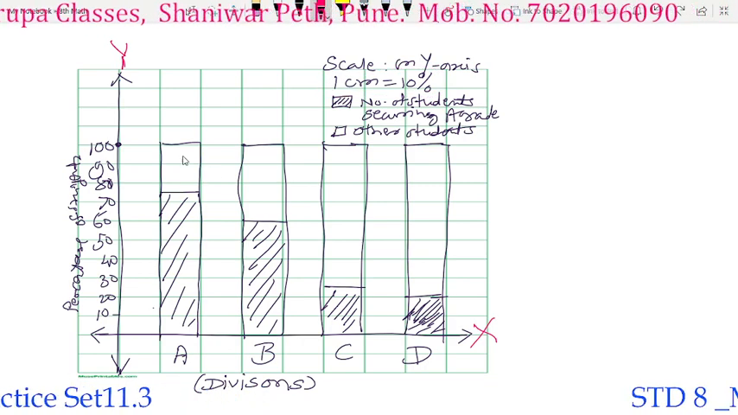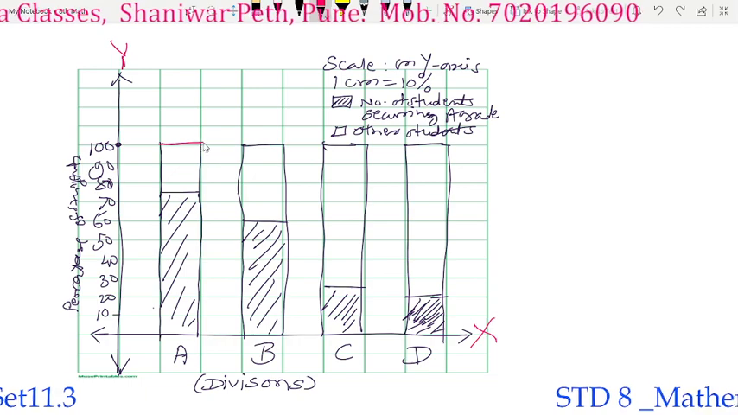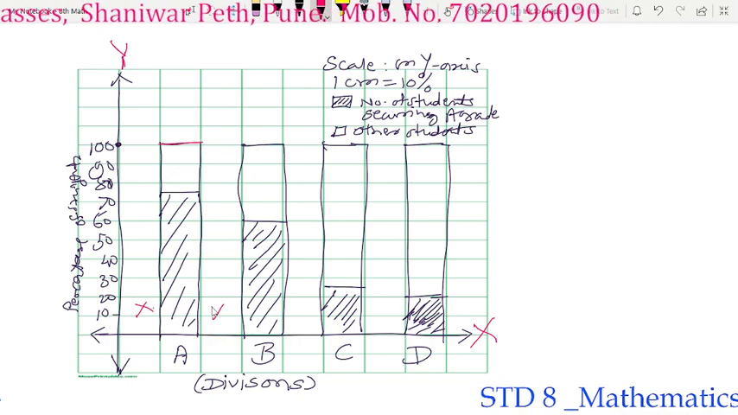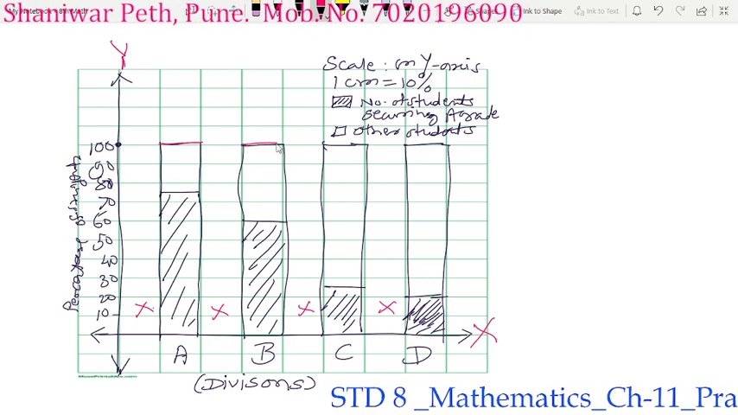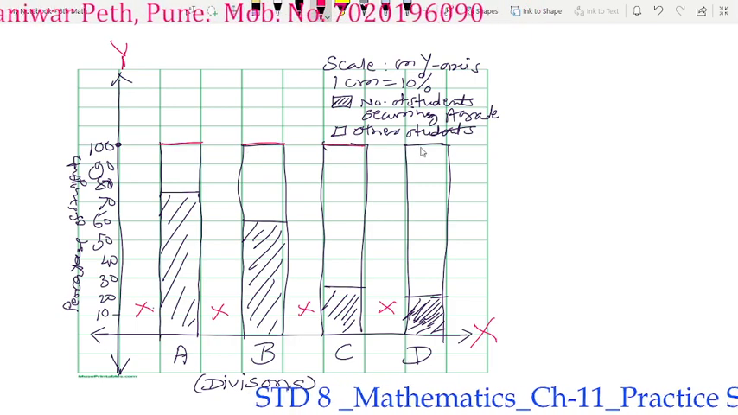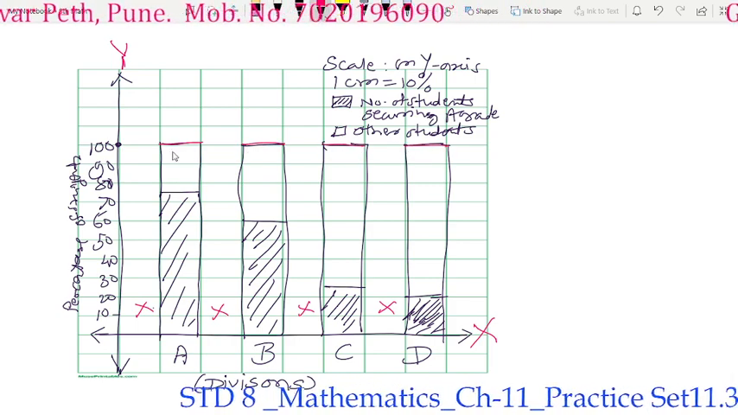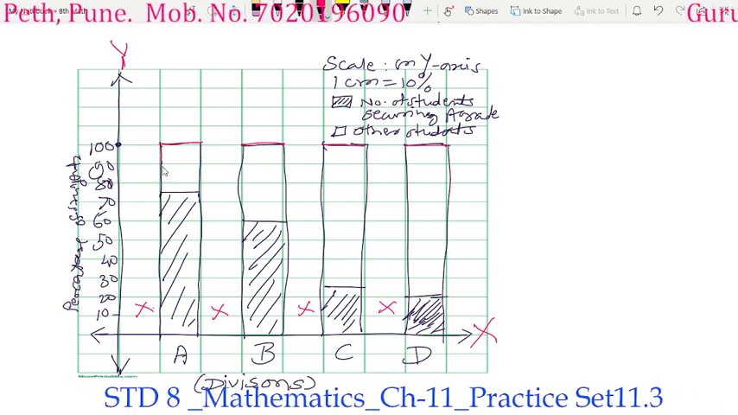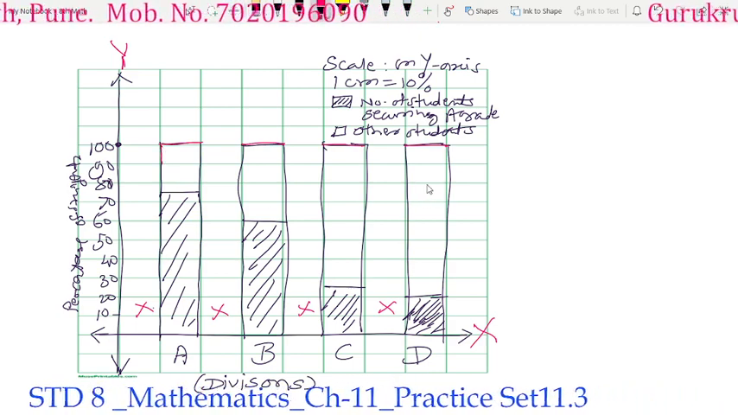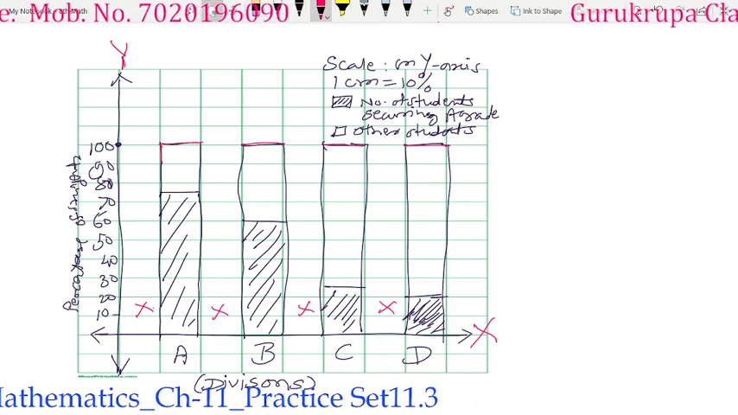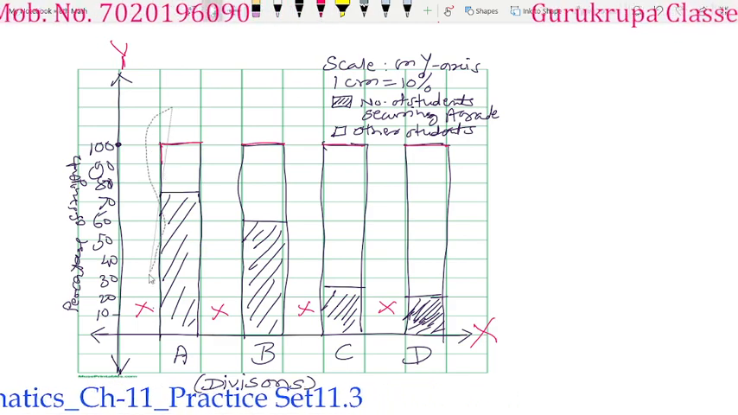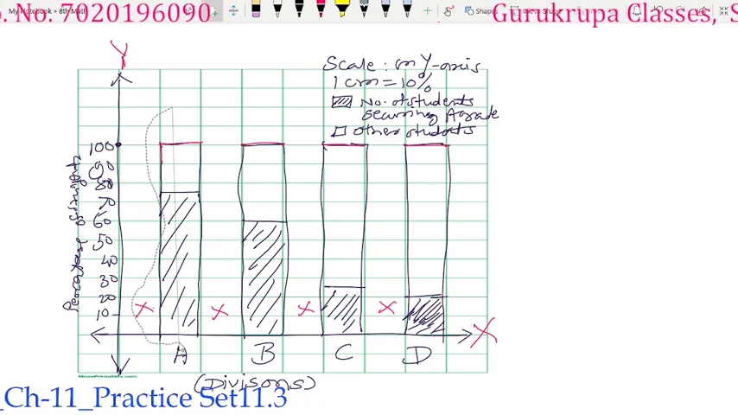So each bar, taking 1 centimeter distance between consecutive bars, what we can do? We draw each bar of equal height, that is 100 units. Each bar should be height of 100 units.